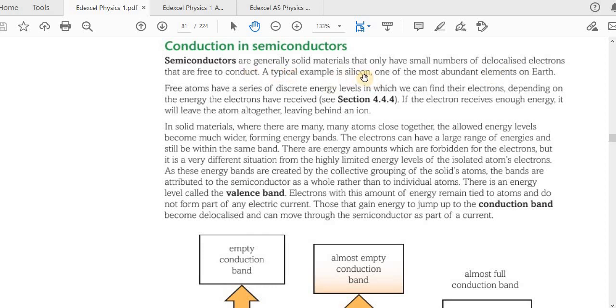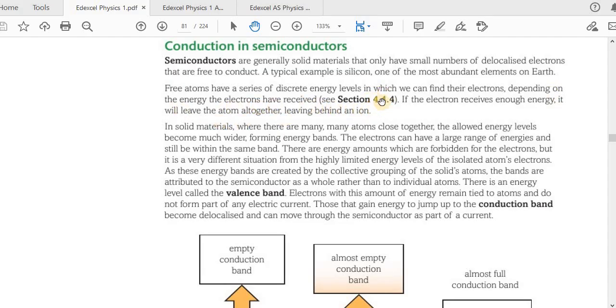Okay, so here you can see silicon, one of the most abundant elements on Earth. Free atoms have a series of discrete energy levels in which we can find their electrons. Now you would have learnt about energy levels in chemistry, shells, energy levels, discrete energy levels in which we can find the electrons depending on the energy the electrons have received.